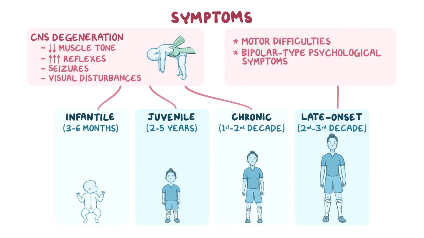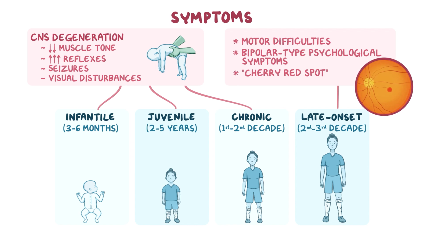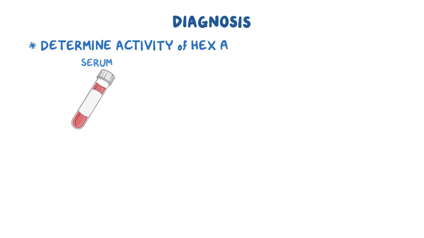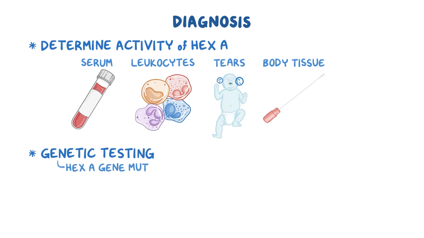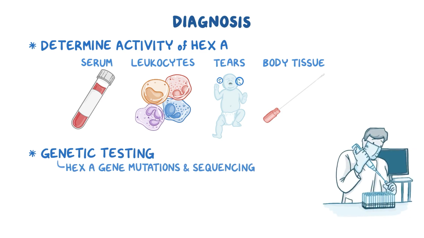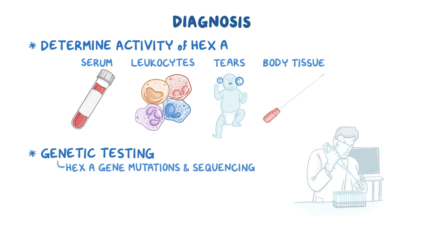Ophthalmologists may be the first to consider TSD by finding a cherry red spot in the macula of the eye, which results from GM2 buildup in the retinal cells around the central macular area. Diagnosis of TSD is done by determining the activity of Hex-A in serum, leukocytes, tears, or any other body tissue. Genetic testing for Hex-A gene mutations and sequencing of the Hex-A gene are used for diagnosis and heterozygous carrier detection.